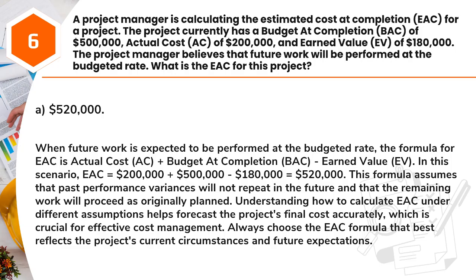This formula assumes that past performance variances will not repeat in the future and that the remaining work will proceed as originally planned. Understanding how to calculate EAC under different assumptions helps forecast the project's final cost accurately, which is crucial for effective cost management. Always choose the EAC formula that best reflects the project's current circumstances and future expectations.